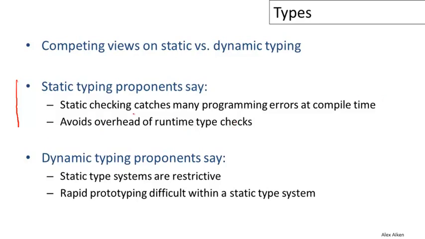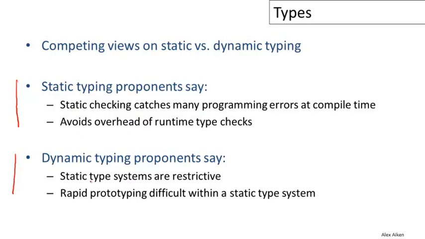And these things are both definitely true. These are the two big advantages of static checking. First of all, it proves that some errors can never happen. Those are caught at compile time, and so I never have to worry about those errors at runtime. And also, it's faster. Dynamic typing proponents counter that static type systems are restrictive.